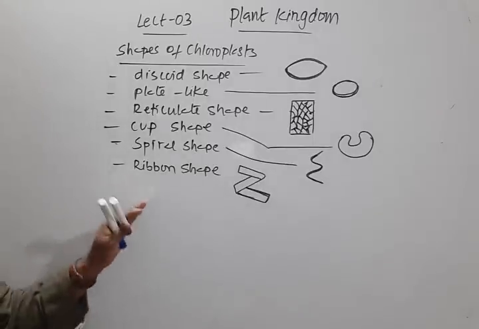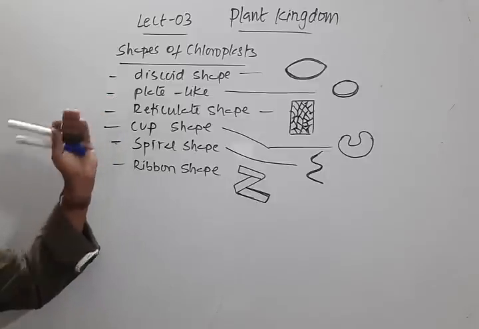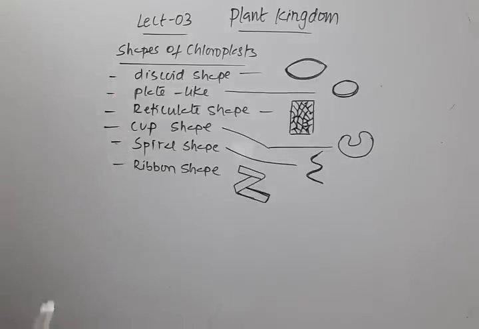So here we have seen in our textbook a few. They have given discoid, plate like, reticulate, cup shaped, spiral shaped, and ribbon shaped. So different shapes of chloroplast will be present, but the function is same. They all are involved in the process of photosynthesis, right?